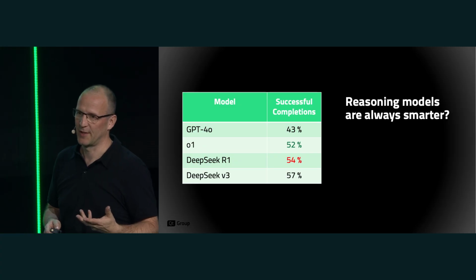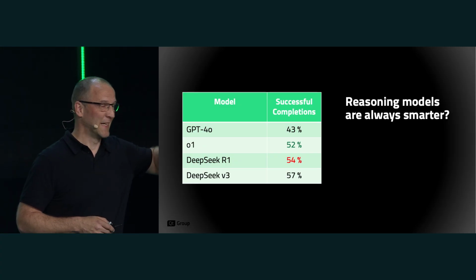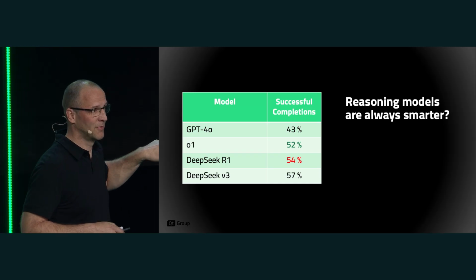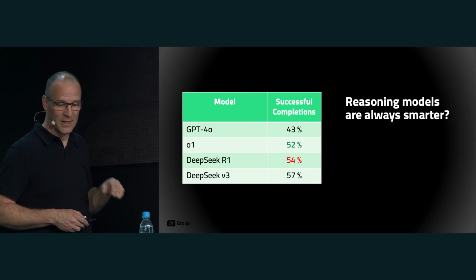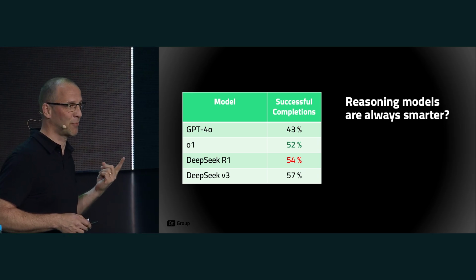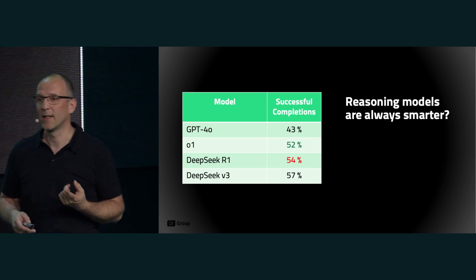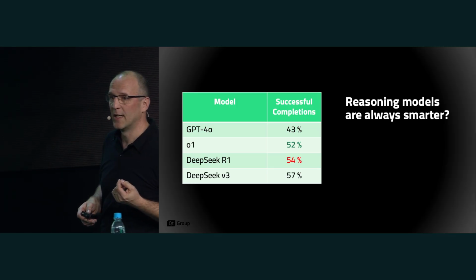O1 is 9% better than GPT-4o, so yeah, reasoning is better. It burns a lot more tokens, of course. You have to remember this additional 9% of completion success comes at a price tag. I mean, reasoning burns a lot more tokens and a hole in your credit card if you use it.